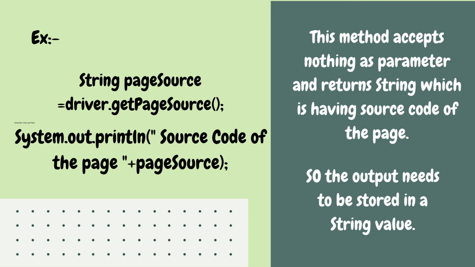In the first statement, I have initialized a variable pageSource of string type. Using driver object along with getPageSource method, I am trying to fetch the source code of the page and storing it in the pageSource variable. And in the second statement, I am just printing the source code of the page.